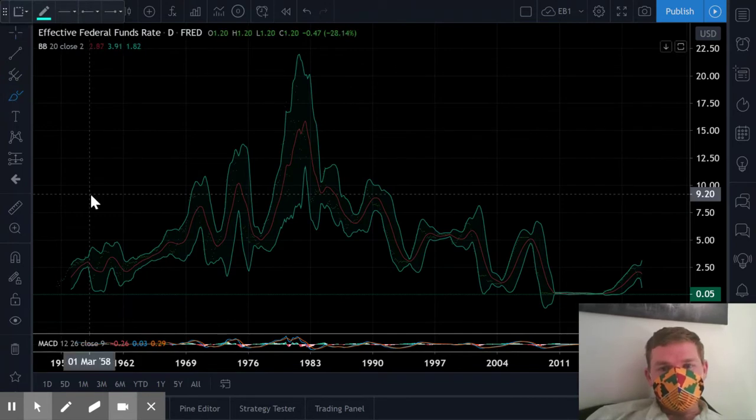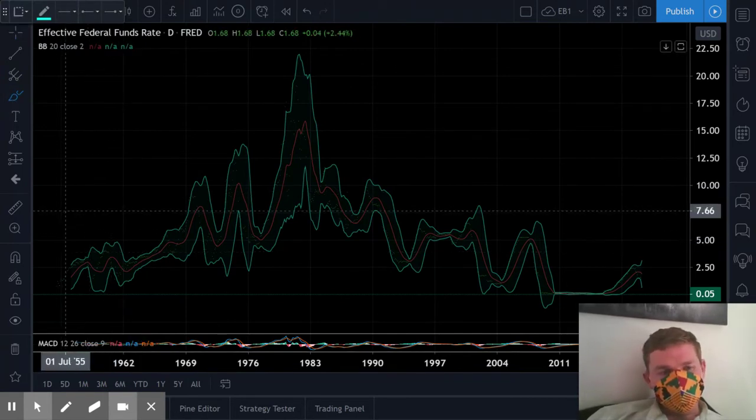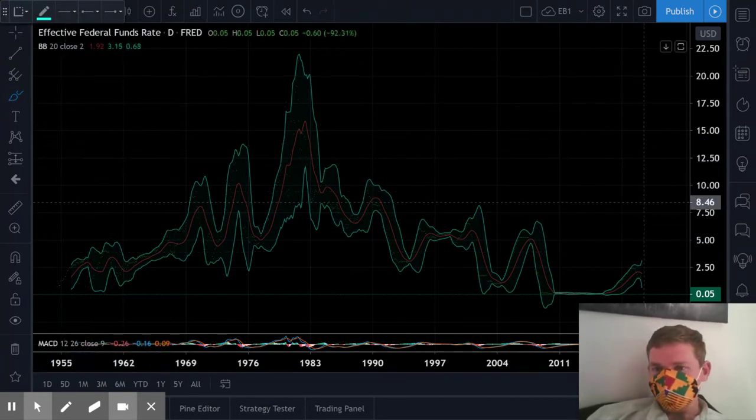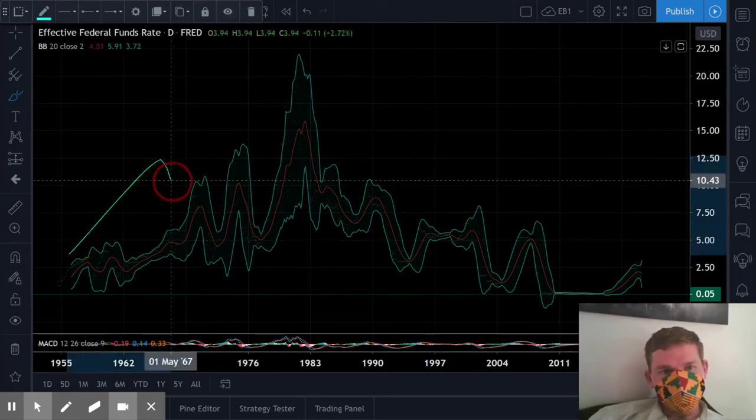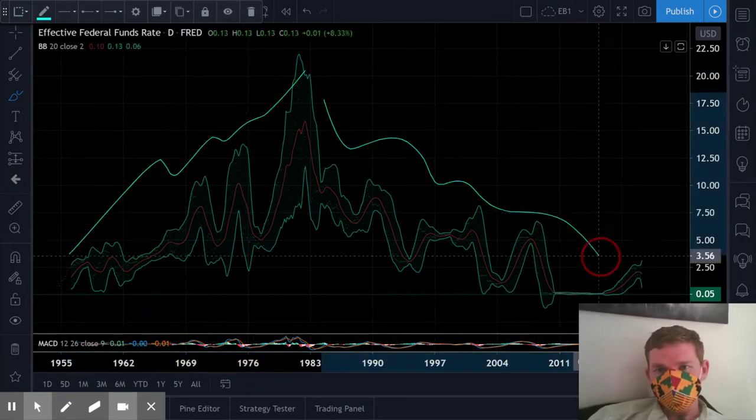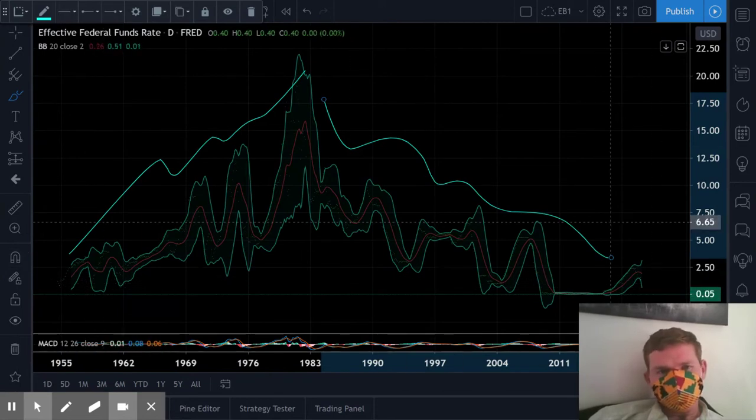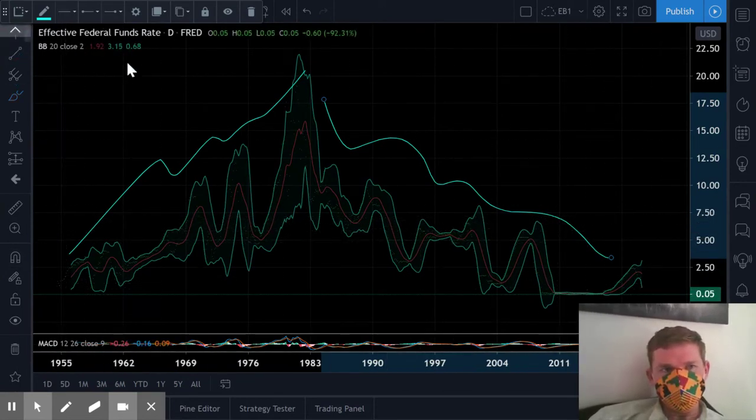So I want to take a look at the Fed funds rate. This is a long-term chart from 55 to current. And you can see just this kind of up and this kind of down thing. And this has been doing this pattern no matter who the Fed chair is.